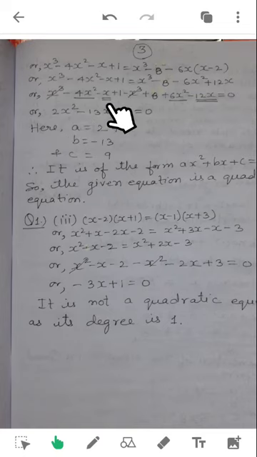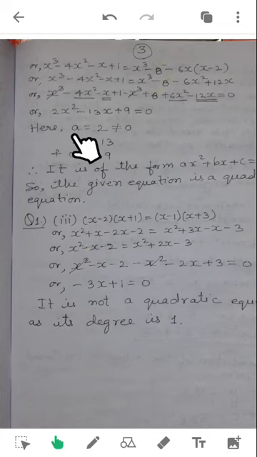Now see here, this is minus x and minus 12x. Both are having negative sign, so we will add them. 12x plus 1x, that is 13x. Here it is 13x, and both are having negative, so we have to place here negative sign. Now see here, the plus 1 and plus 8, it becomes 9 is equal to 0.